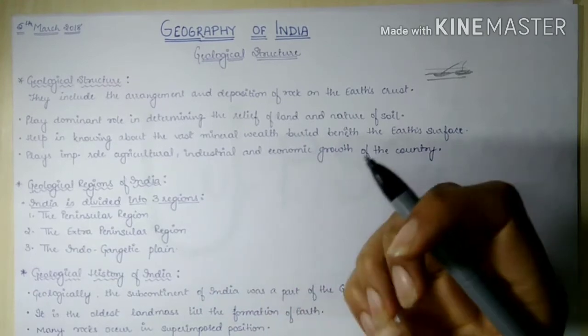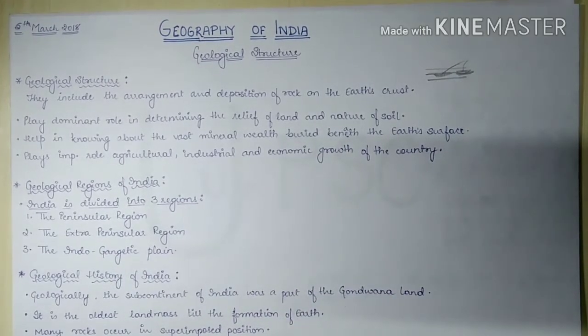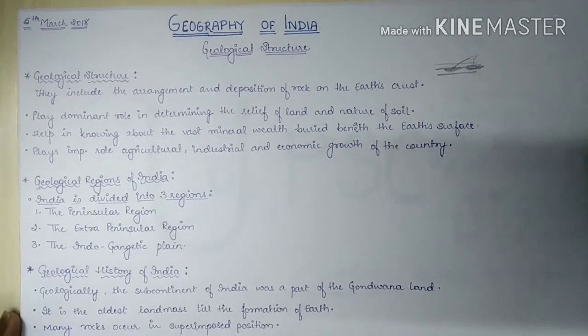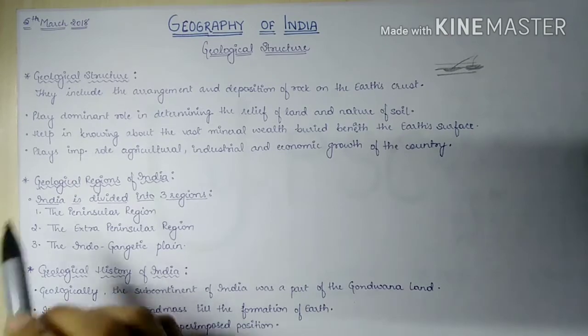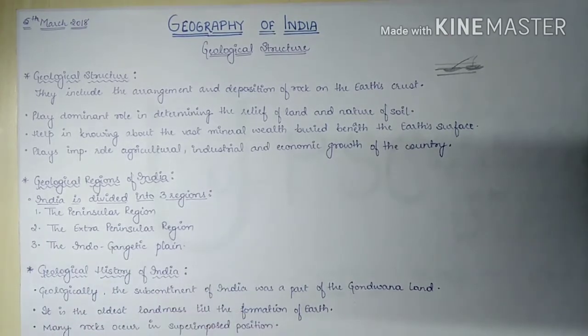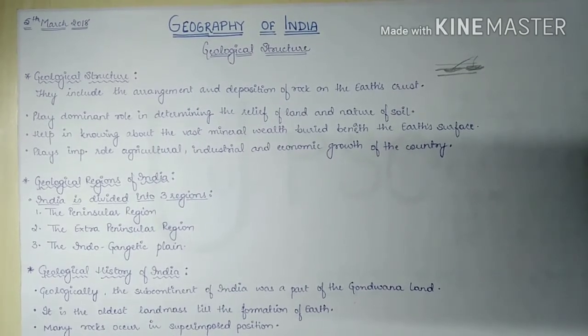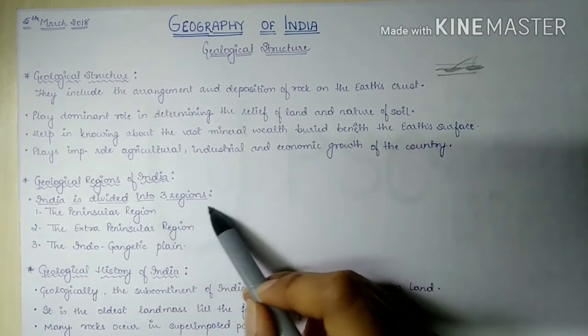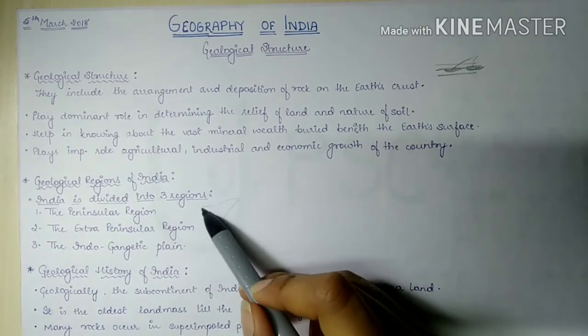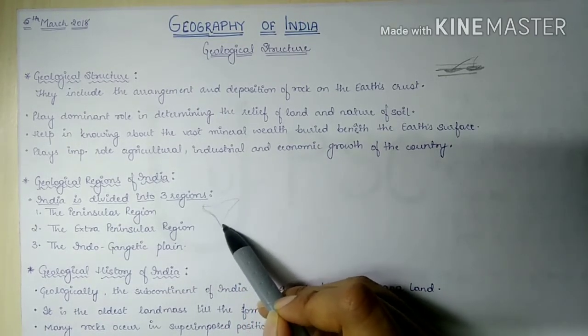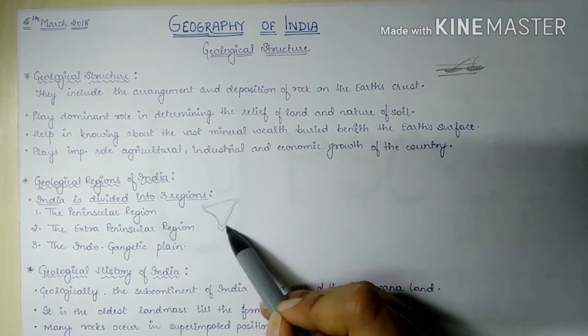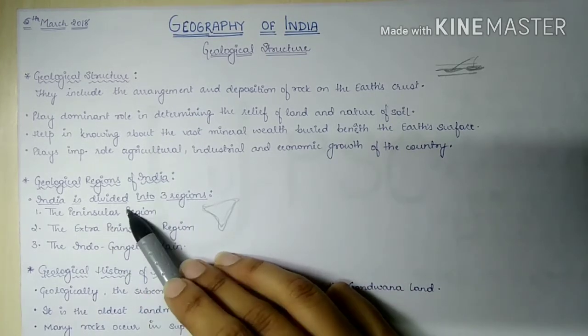Now talking about geological regions of India, they are basically divided into three regions. The first one is the peninsular region. This peninsular region includes the Meghalaya plateau in the northeast and the Kutch Kathiawar region in the west. So this whole region of India is included in the peninsular region.